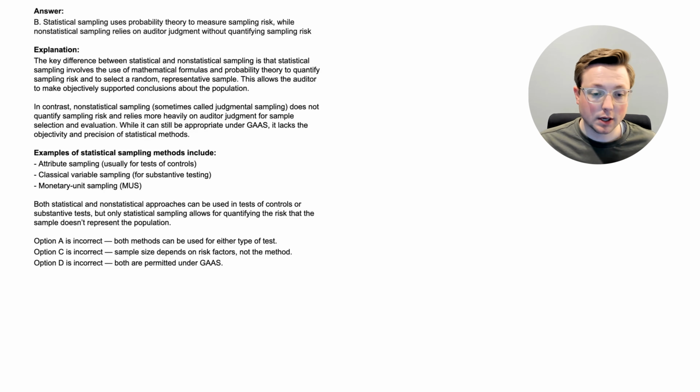Let's talk about the other options. Option A is incorrect because both methods can be used for either type of test, for substantive or tests of controls, but again, usually statistical is preferred. Option C is incorrect because sample size depends on risk factors, not the method that you're using. And we're going to talk about sample size in a few questions. Option D is incorrect because both are permitted under GAS. Again, you can use statistical or non-statistical, but typically statistical is preferred, and you'll notice that attribute sampling, classical variable sampling, the things that you typically see, usually are done in a statistical sampling way. All right, let's go to the next question.